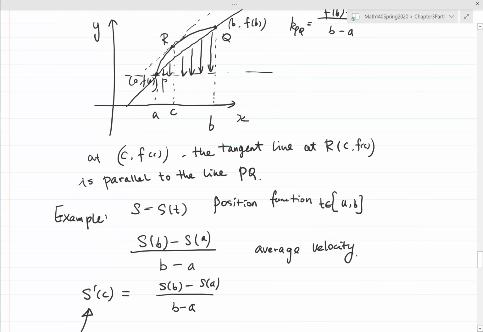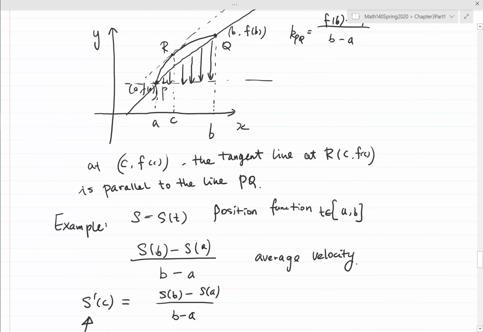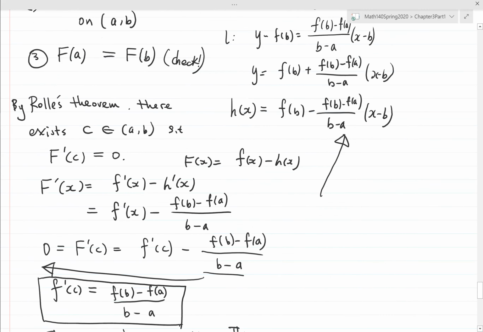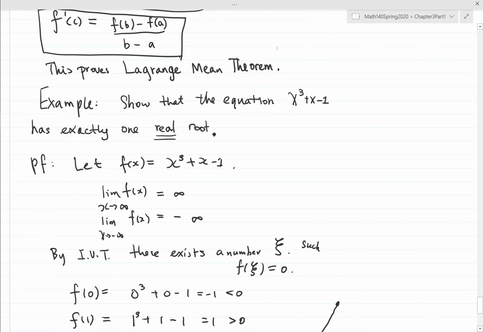And what we did to prove the Lagrange mean value theorem is actually try to transform this problem to Rolle's theorem. What we did is we subtract from the function some height function such that the two endpoints P and Q will have the same function value, so that we have condition 3. This is the proof that we did last time. Actually, the Lagrange mean value theorem is really important in this course, and it has many important applications.